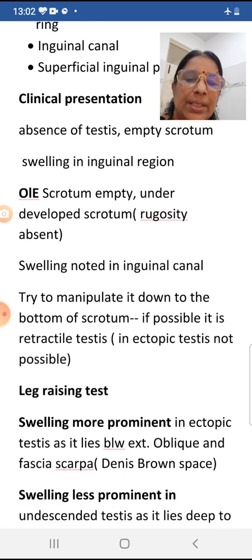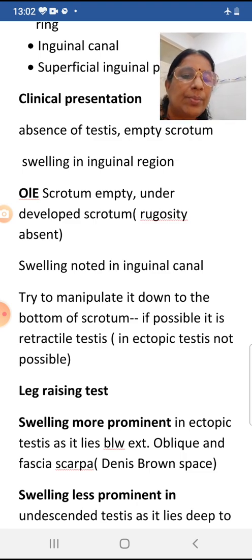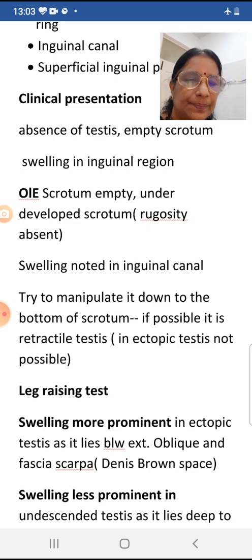On examination, if it is in the inguinal region, you can sometimes palpate a swelling in the inguinal canal. Try to manipulate it down to pull the testis to the bottom of the scrotum. If possible, it is a retractile testis. In an ectopic testis, it is not possible. In an undescended testis also, if it is high up, it is not possible to bring the testis down to the scrotum.